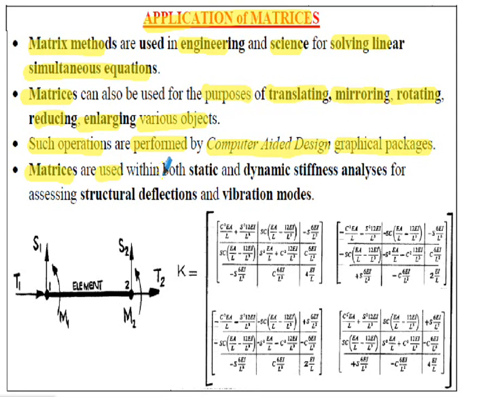Matrices are also used within both static and dynamic stiffness analyses for assessing structural deflections and vibration modes. Here is shown a typical stiffness matrix for an element shown on the left-hand side of a matrix model. Each of the columns in the matrix relates to a degree of freedom in the elements at nodes 1 and 2. We will not be reviewing these kinds of matrices within this presentation. It's beyond the scope of the work we're looking at, but this is an application of where matrices are often used.